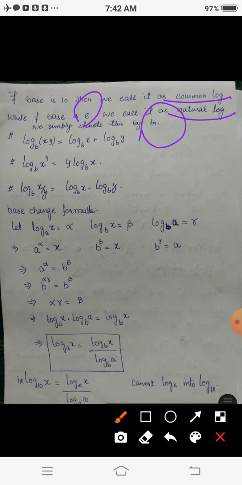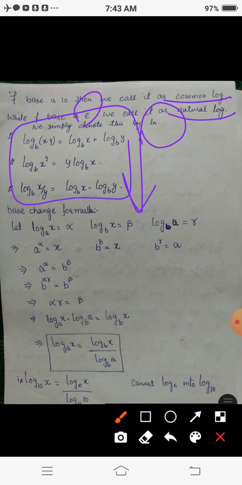You know the algebra of logs: log of xy with base b is log x plus log y. Log of x raised to y is y log x with base b, and log of x upon y is log x minus log y. You know this. Now how to change the base, that is the base change formula.